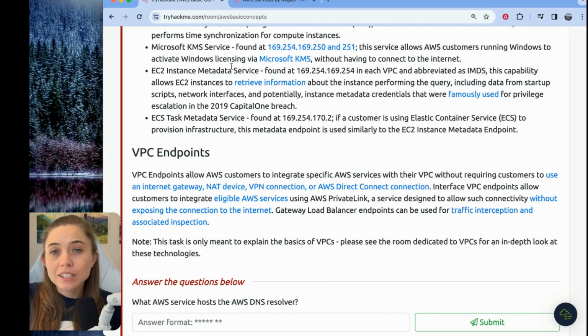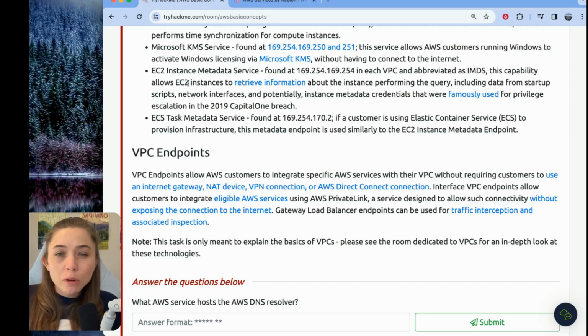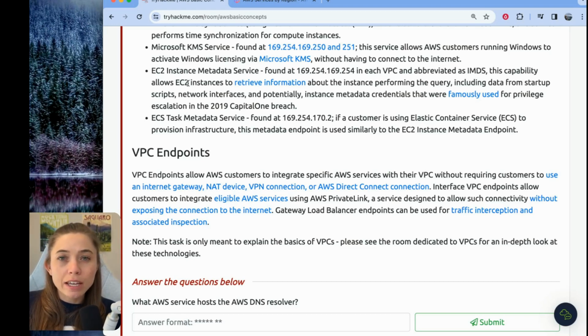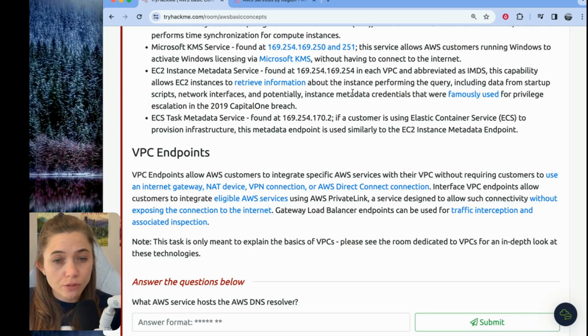EC2 instance metadata service. This is a topic you hear about quite a lot in cloud security. The metadata service allows EC2 instances to retrieve information about themselves. So for example, I believe they could get information about what availability zone they're running in. They could get their IP address. The content of the user data script that runs at startup is available via the metadata service. A lot of different things. And you always want to make sure that you are using the metadata service V2 versus V1. So if you're ever using V1, make sure that you fix that.